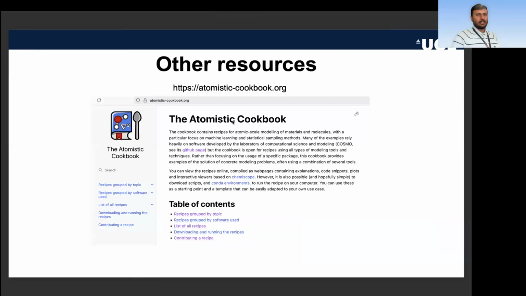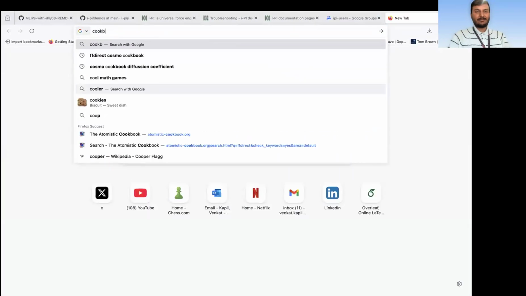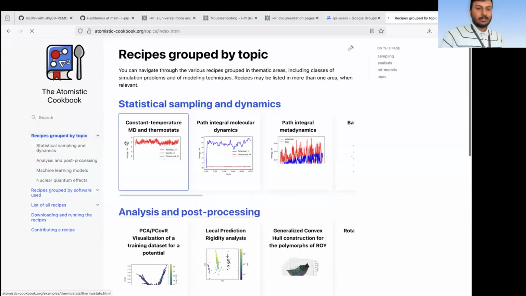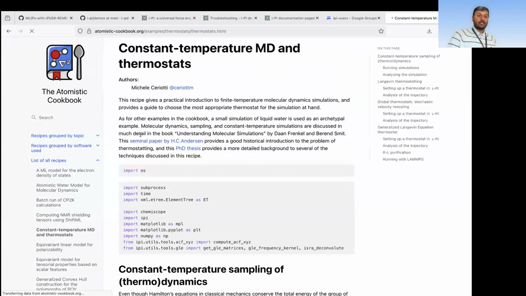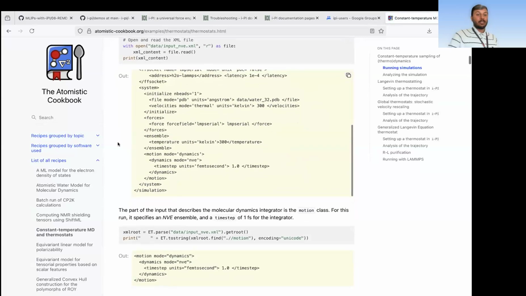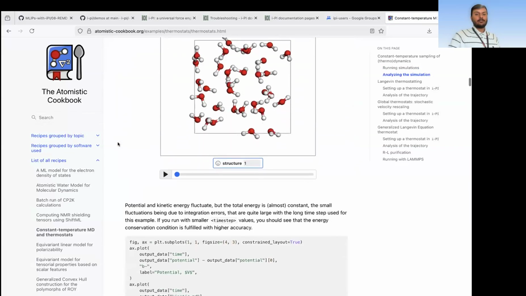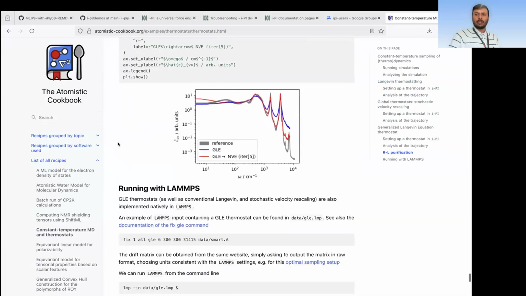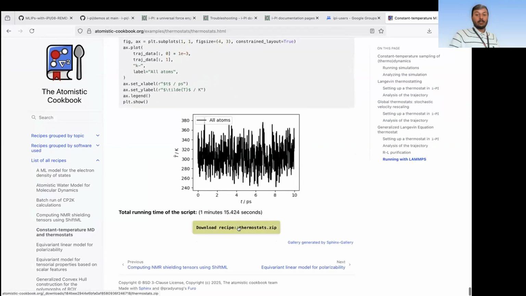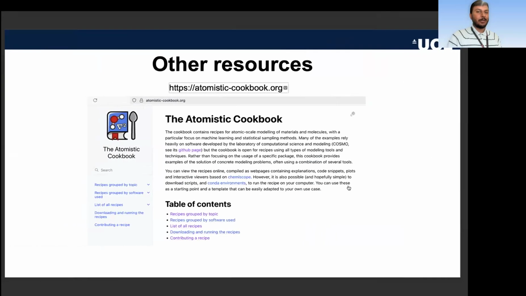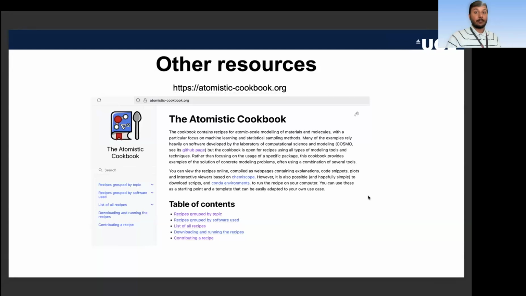And then there's something called the atomistic cookbook, which is a very interactive way. It shows you the recipe of doing something. For example, if you group by topics, if you want to do constant temperature MD, it goes through all of these steps with proper documentation and tutorial. And if you really want to try this on your laptops or computers, you can just download the recipes. It even has a Conda environment, which allows you to set up, so you don't have to install LAMMPS or CP2K or something like that. It will just provide you with everything.